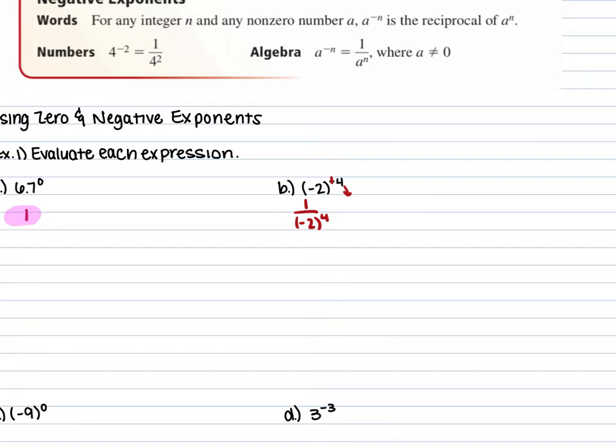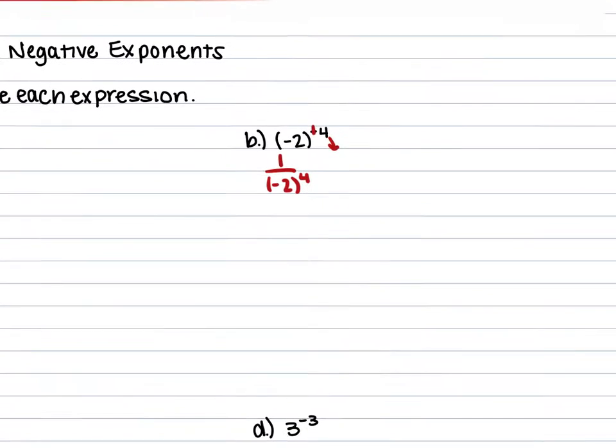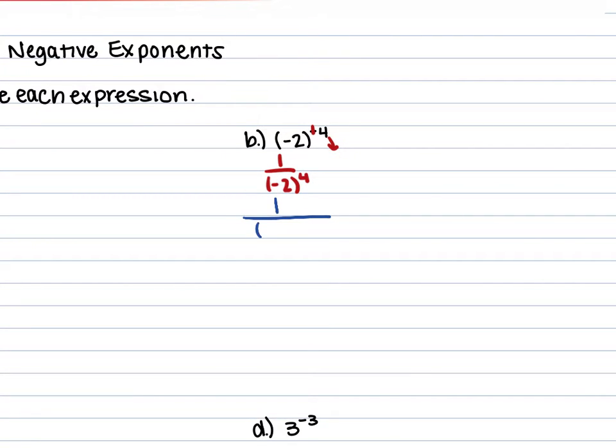Another thing that I like to do with these is to separate whatever's inside the parentheses. So yes, this negative 2 is in parentheses, but that negative is saying the opposite of 2 raised to the 4th power. So what this really is, it's telling you to do the negative 1 to the 4th power as well as the 2 to the 4th power. So the negative 1, anytime it's raised to an even power, it's going to be positive. Anytime it's raised to an odd power, it's going to stay negative. So this is going to become 1 over 2 times itself 4 times, which just gives us 1 over 16.